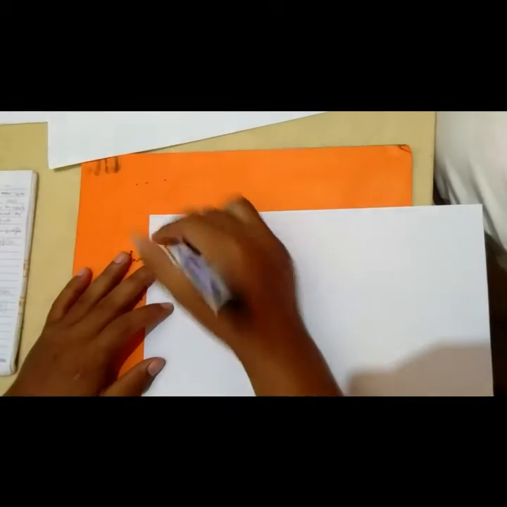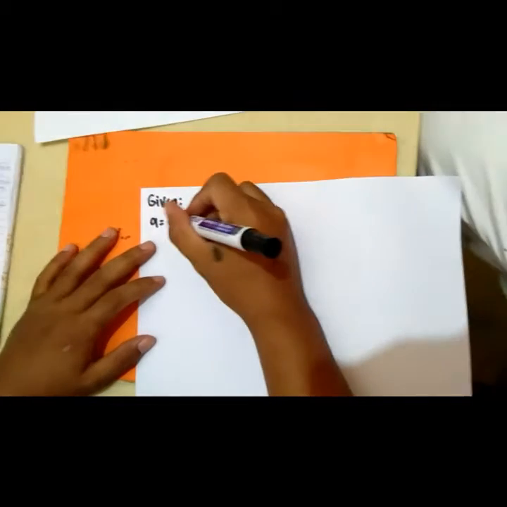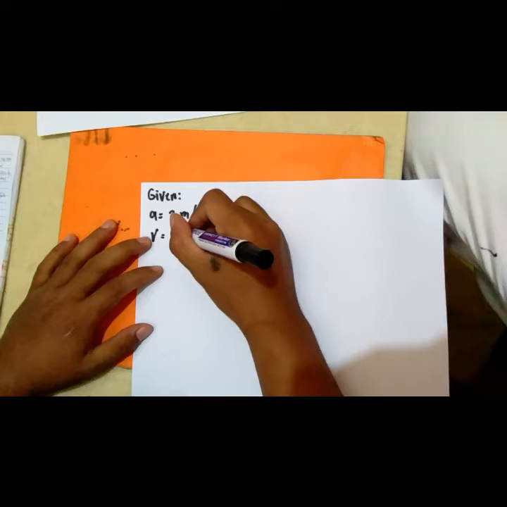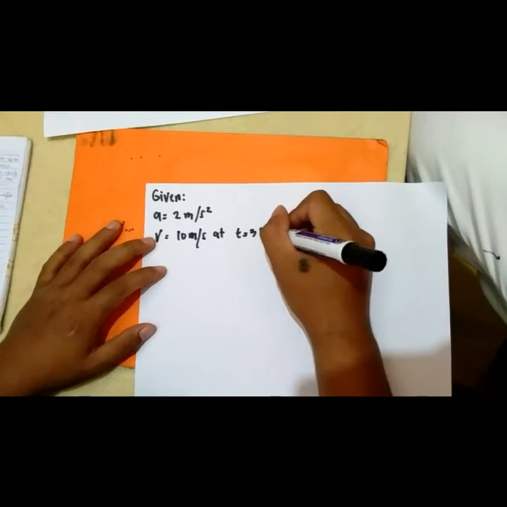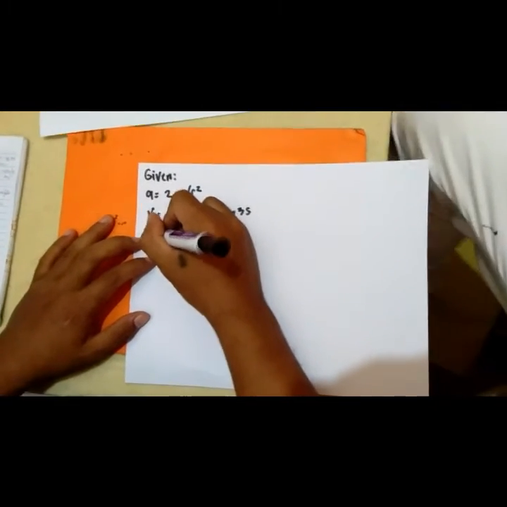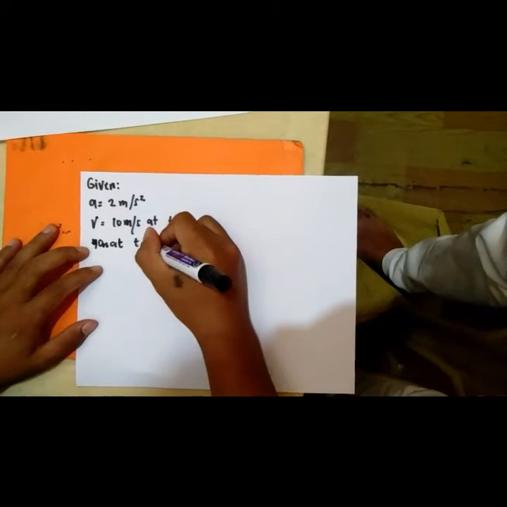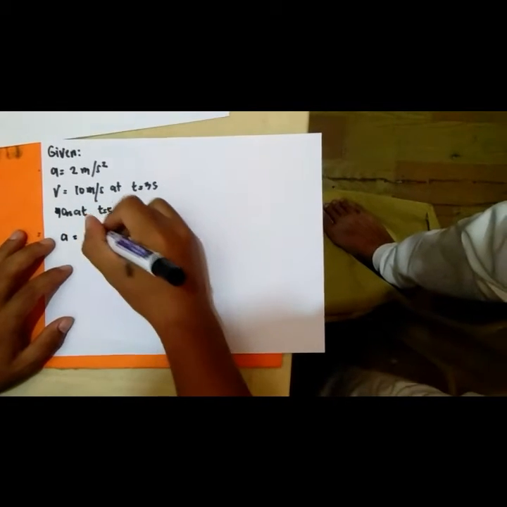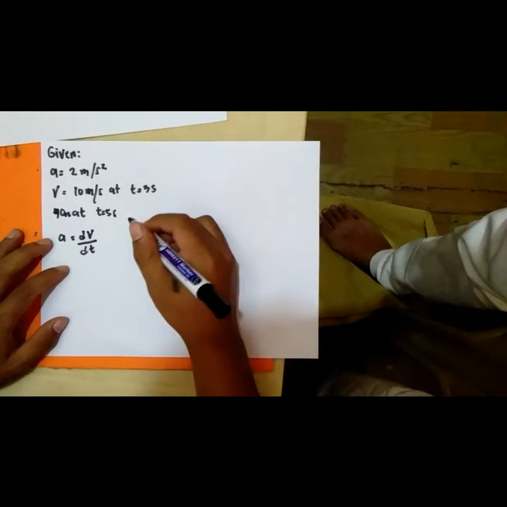The givens of the problem are the acceleration, which is 2 meters per second squared, the velocity, which is 10 meters per second at time 3 seconds, and the travel distance of the object, which is 70 meters at time 5 seconds. As we all know, acceleration is equal to the derivative of velocity with respect to the derivative of time.